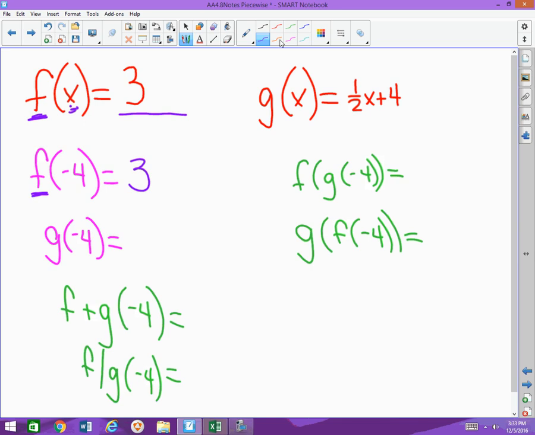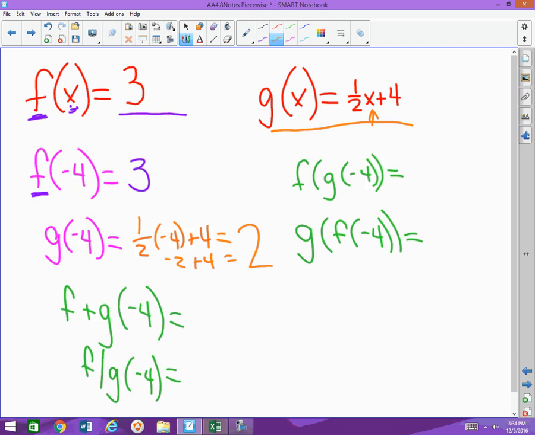Next question down, what is g of a negative 4? Well, here is the g function. We need to substitute a negative 4 for x. So we have 1/2 times a negative 4 plus 4. And a half of a negative 4 is a negative 2 plus 4, and that is going to equal 2.